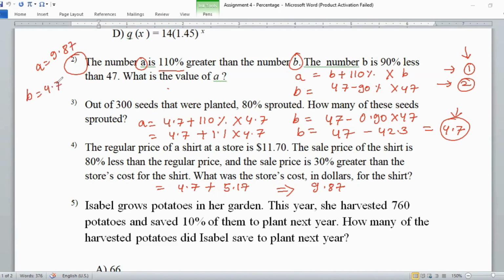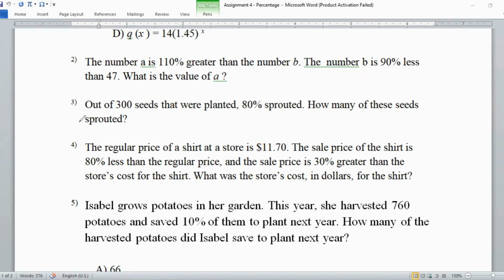So I hope you understood. You can write these two equations. This is the part of B which we have solved. This is the part of A which we have solved with the help of the value of B, and this is how you'll get the final result. I hope you have got it. Just note it down and then we are moving to the next question. Let us see what is the third question.